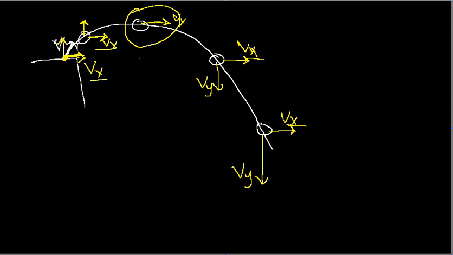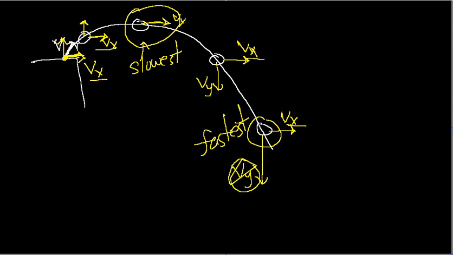So it's going to be the slowest right there, slowest, because it has no velocity in the y or vertical direction. It's going to be the fastest here, fastest. Why? Because this is where the y component is the largest. Because on its way down, it's going to be increasing in velocity due to gravity. Gravity's accelerating it, remember, so it's going to be largest here, it's going to be the smallest over here.